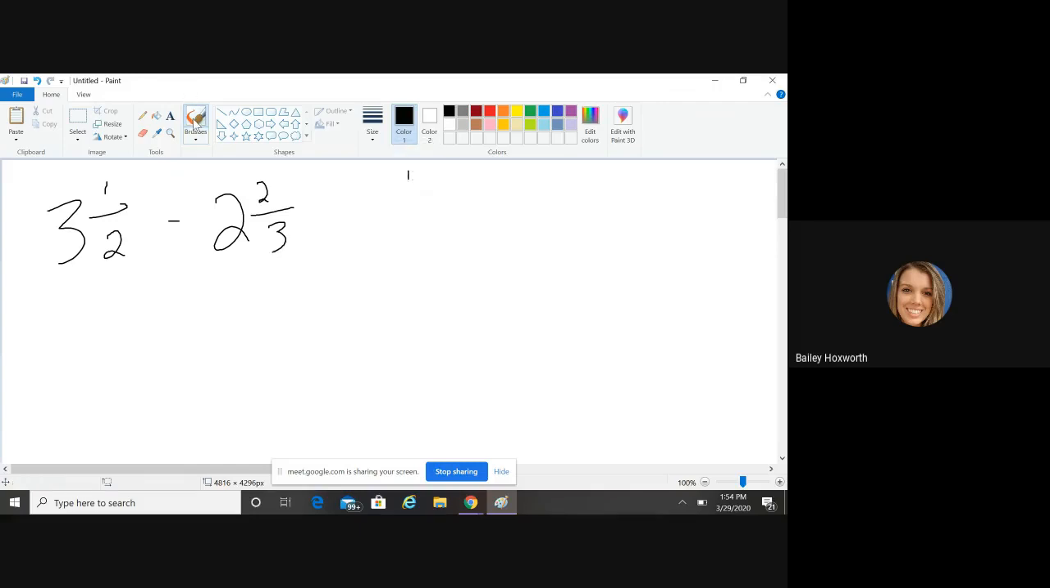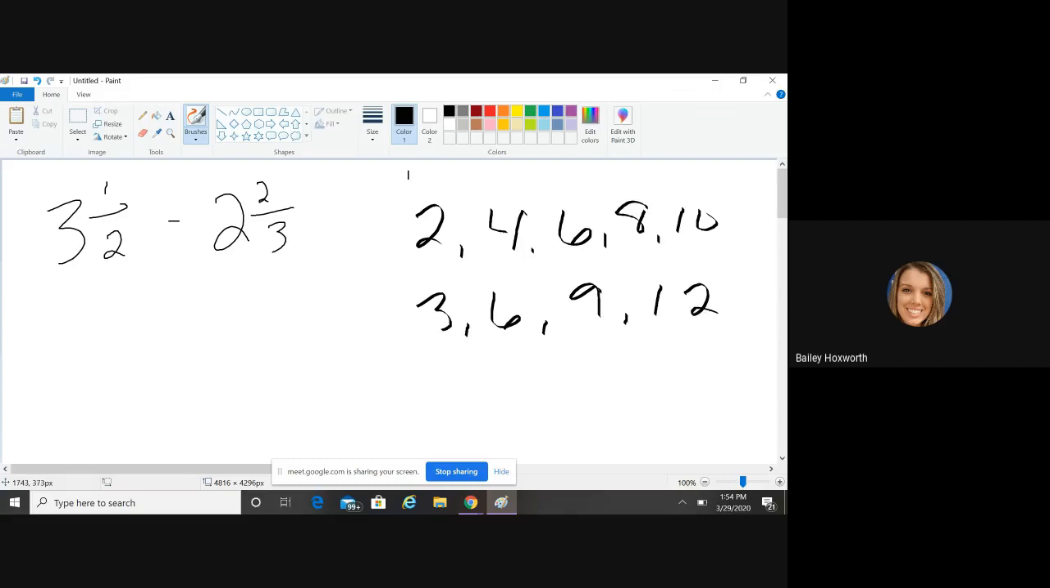How do I do that? Write my multiples. So I got 2, 4, 6, 8, 10, 3, 6, 9, 12. What do I have in common? I have 6 in common. So now I need to rewrite my fractions. I have 3 and something over 6 minus 2 and something over 6.